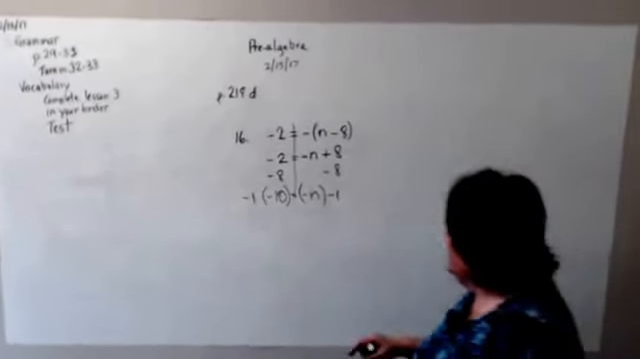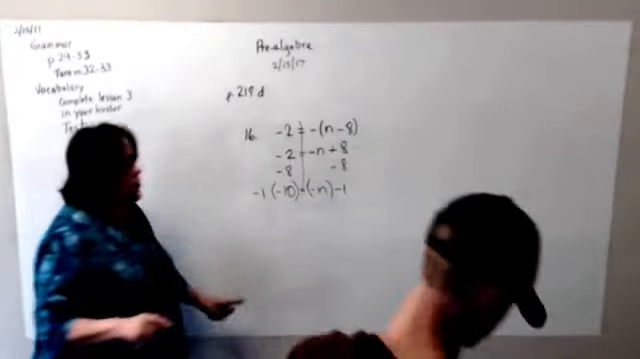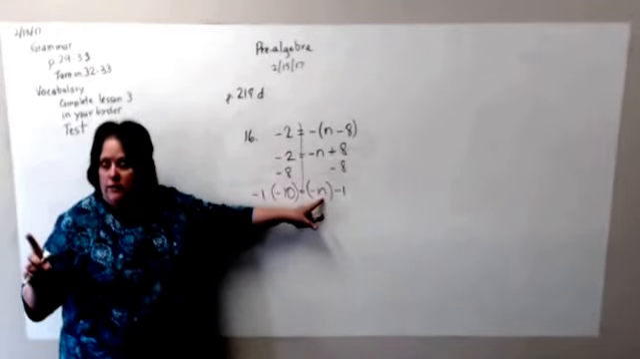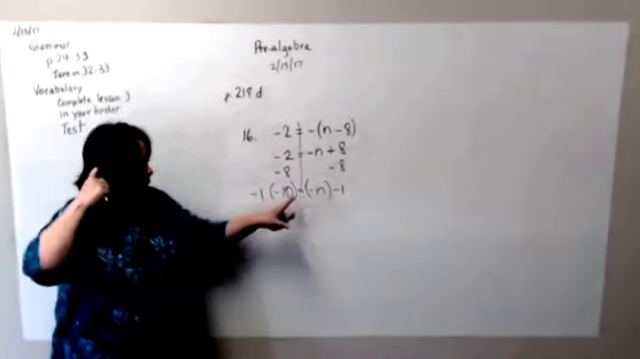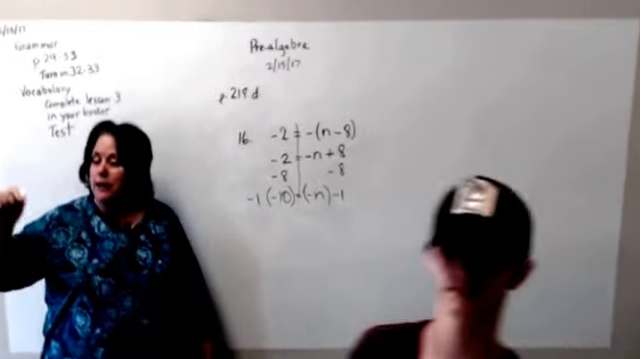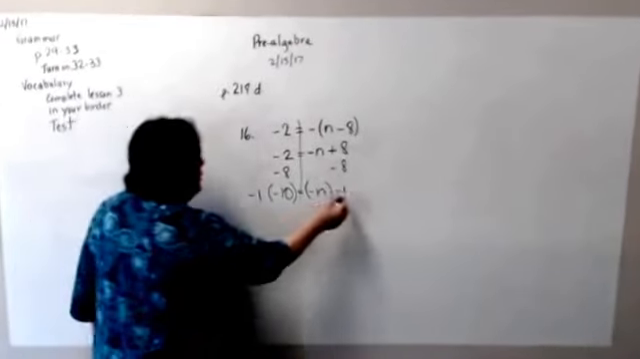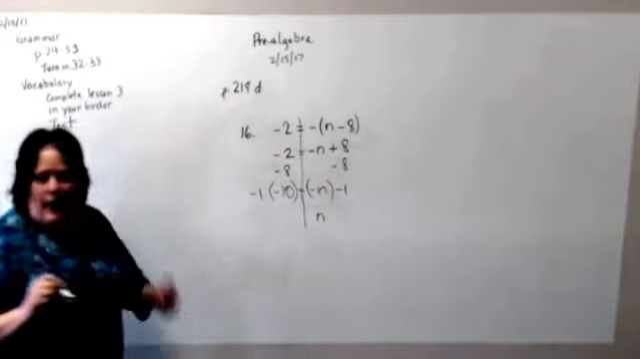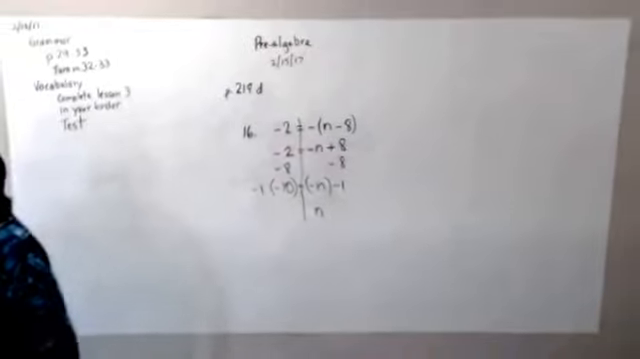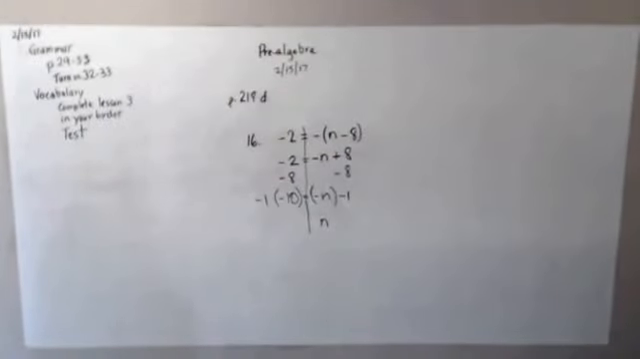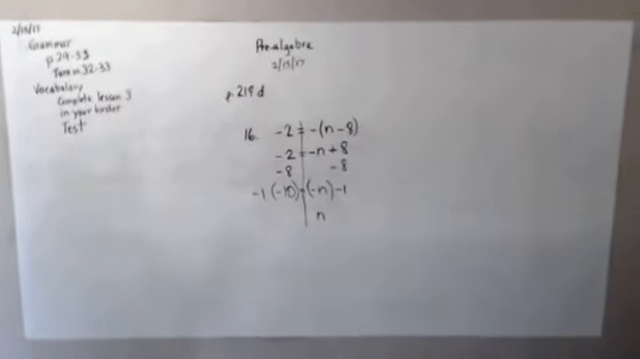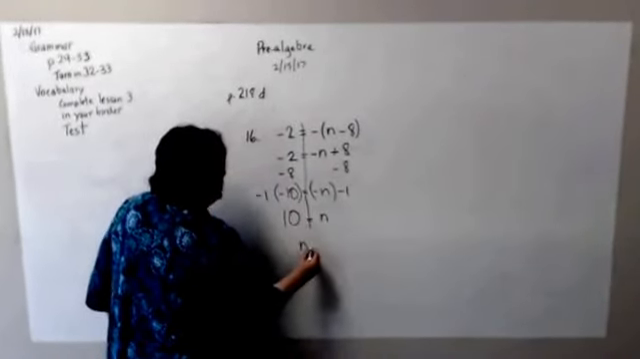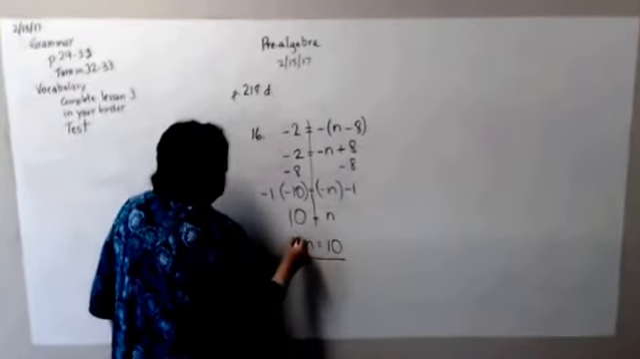Thank you, Sarah. Okay, so when my variable has a negative sign in front of it, I have to multiply it by a negative 1, because remember, 1 times n still equals n. A negative times a negative, that makes it positive. Negative 1 times negative n equals positive n. And negative 1 times negative 10 equals positive 10. Then I turn it around, and I put a box around it.